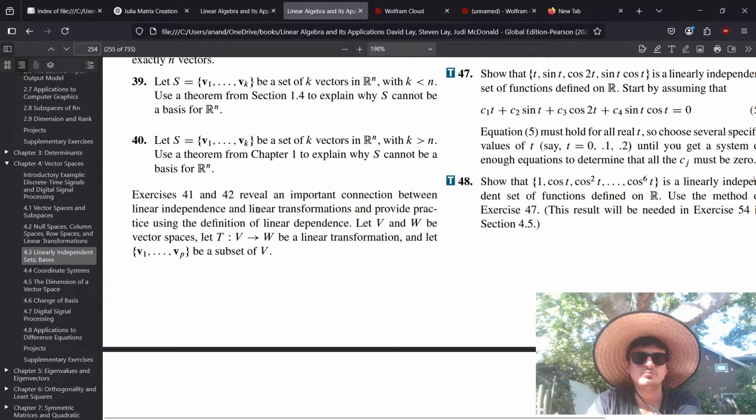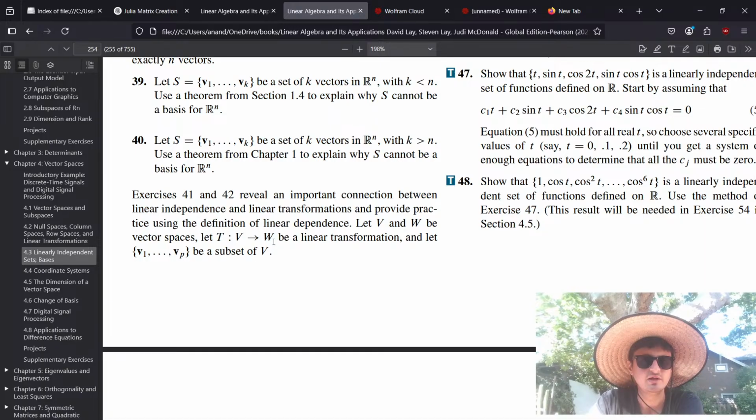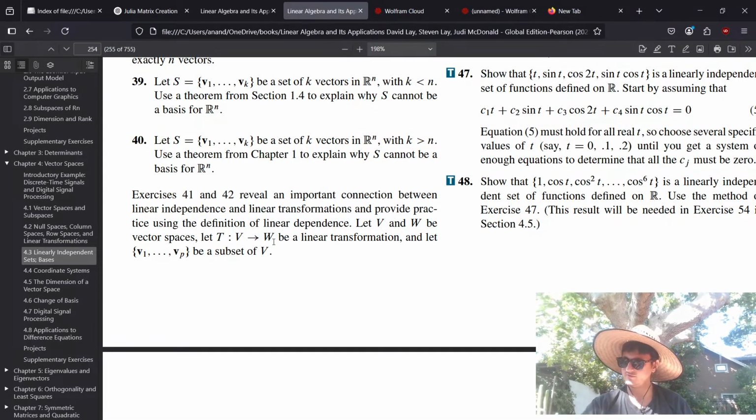Exercises 41 and 42 reveal an important connection between linear independence and linear transformations and provide practice using the definition of linear dependence. Let V and W be vector spaces and T from V to W be a linear map. Let V1 to VP be a subset of V. Okay, so let's just write those out. So we have T from V to W, linear map, and we have V1 to VP as elements of V.